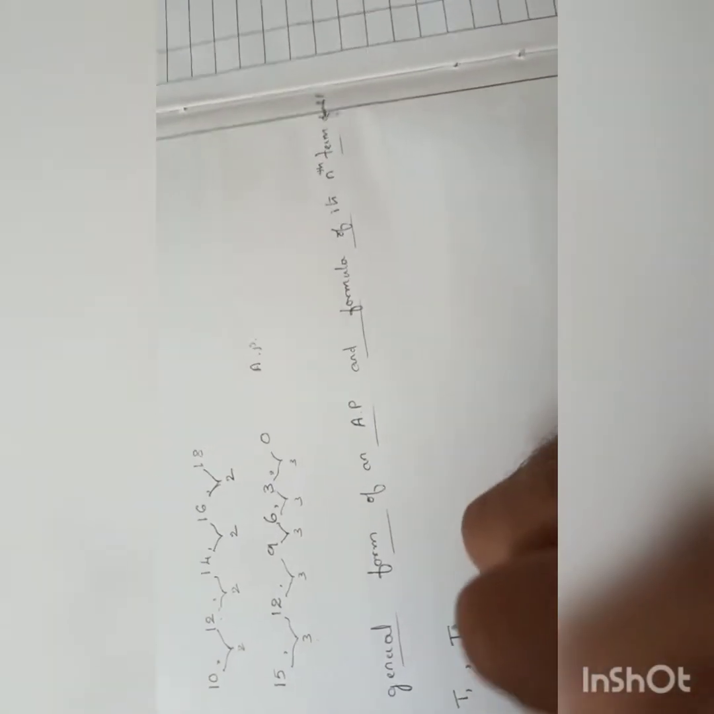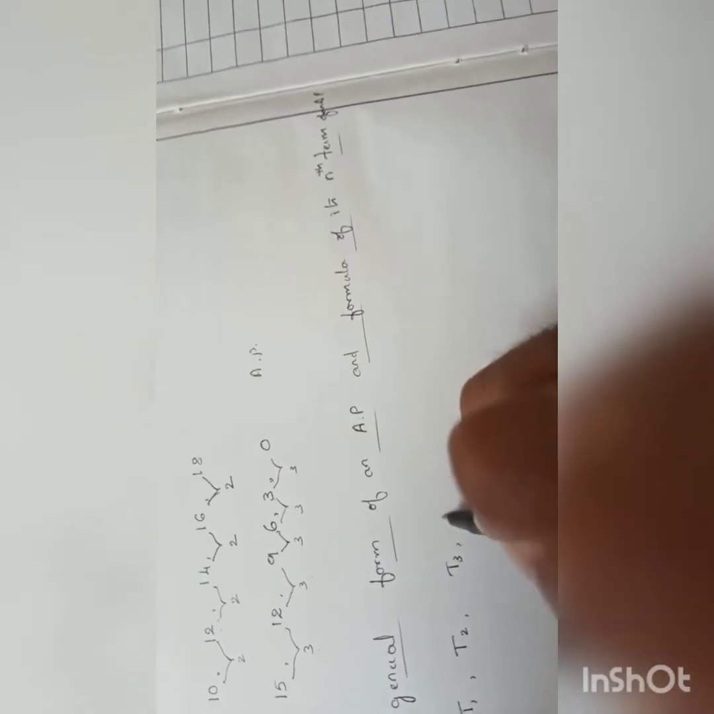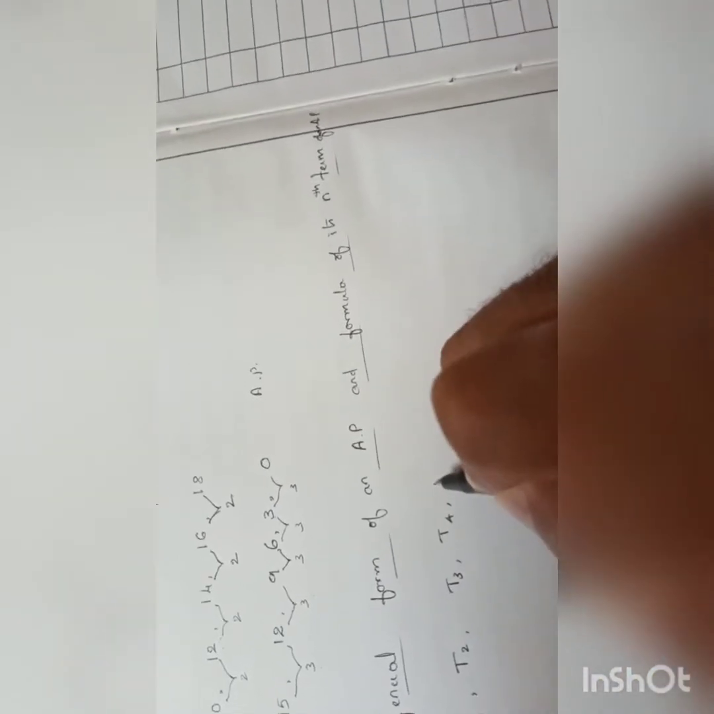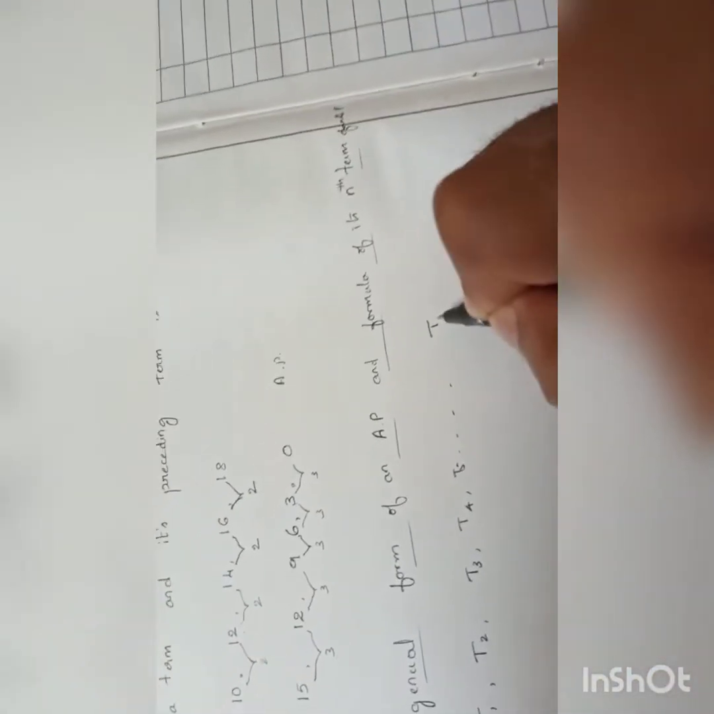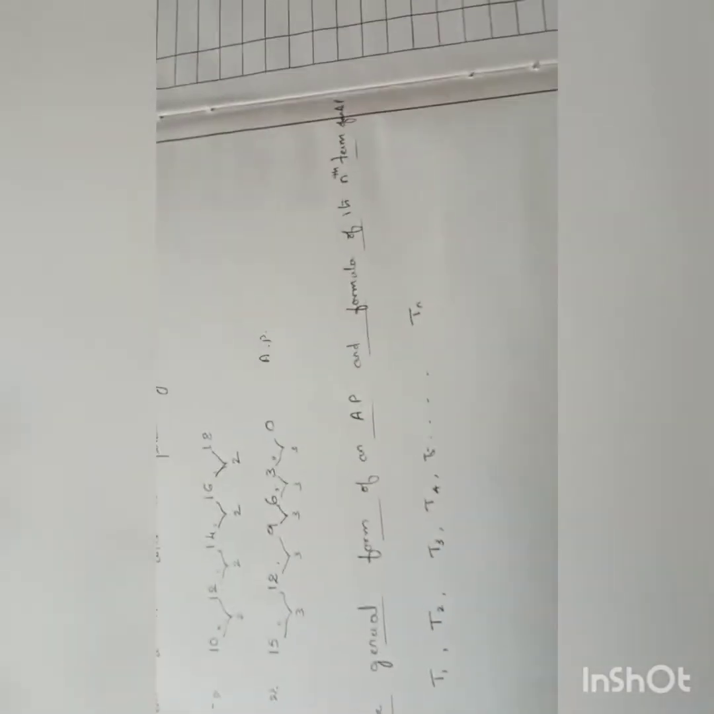Now we shall try to understand the general form of an AP and also the formula to find the nth term of an AP. How are we going to write the general form? The general form of an AP is nothing but T1, T2, T3, T4, T5, like that. The last term is called Tn, the nth term. T1 means first term, T2 means second term, T3 means third term, fourth term, fifth term, like that. The last term of that sequence is called the nth term.